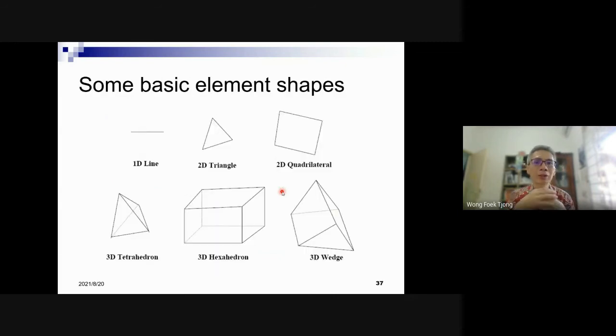So in general, these are the simple elements. Depending on the problem, if the problem is 1D, normally lines, which can be curved. For 2D, also the edges can be curved. In 2D, you normally use triangles or quadrilaterals. In 3D, we have some options like this. Tetrahedron, this is the simplest one. Hexahedron or wedge elements.